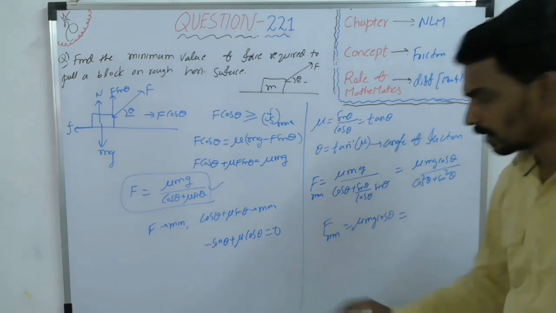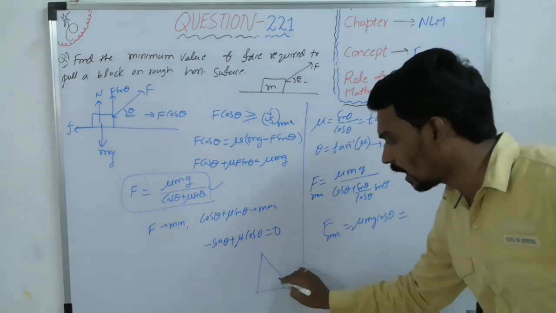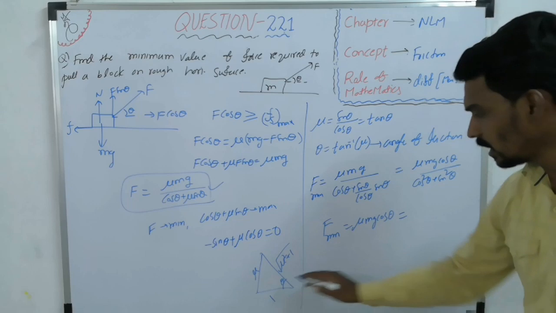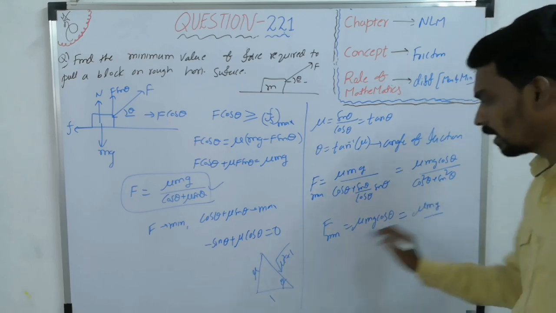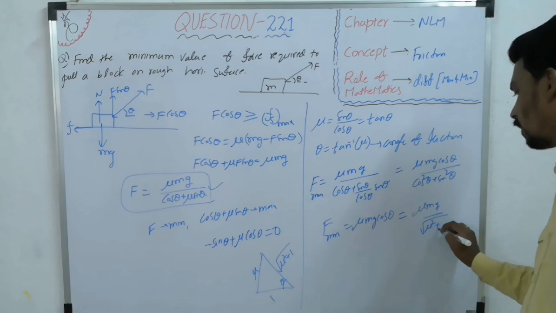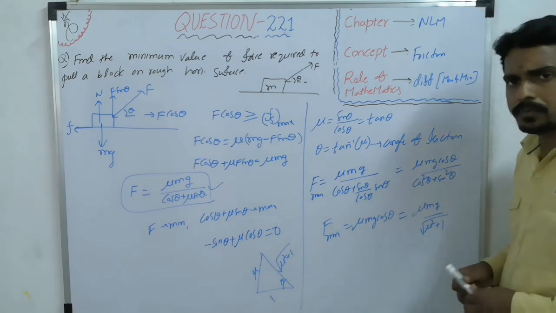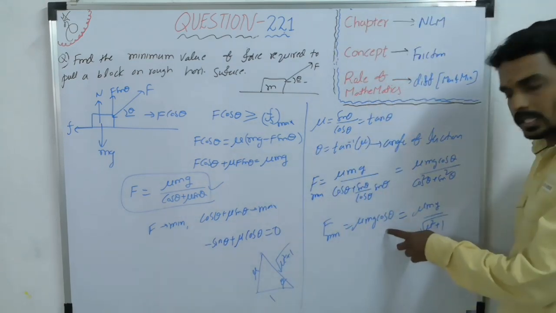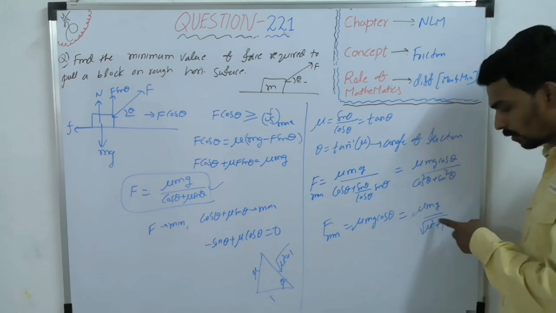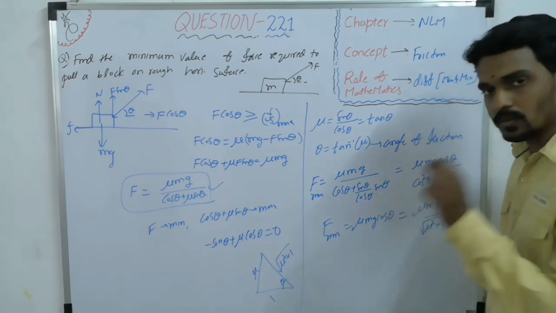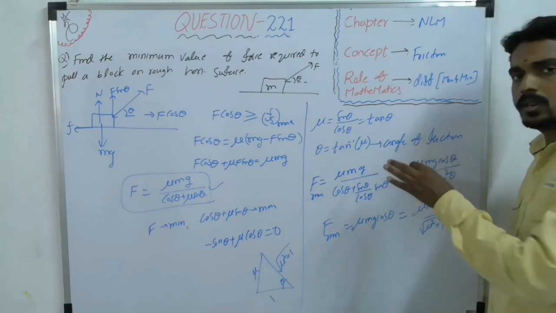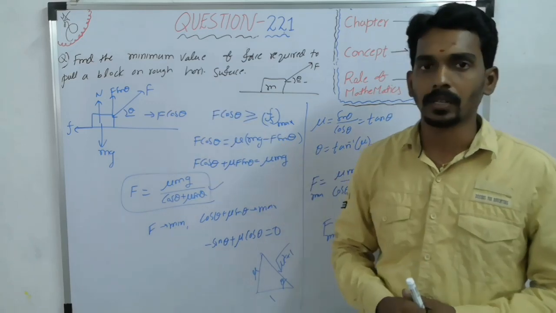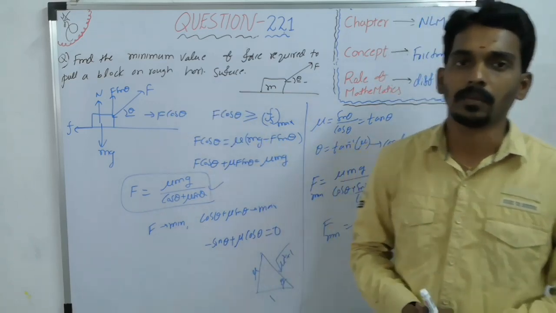Now, the same thing you can also express in another way. Tan theta equals mu. Take a right angle triangle. This is theta, opposite side mu, adjacent side 1. Then the hypotenuse will become under root mu square plus 1. Then cos theta will become 1 by under root mu square plus 1. So the minimum force required to pull a body on a rough horizontal surface is mu mg cos theta, or mu mg by under root mu square plus 1. But what angle is theta? The angle must be equal to the angle of friction. If you apply force at an angle equal to the angle of friction, then the force required is minimum. Thank you.